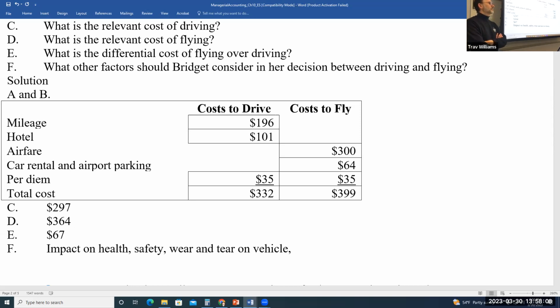What else? Convenience. Okay, which is more convenient? Some people might find flying more convenient. Some people might find driving more convenient. What about in terms of productivity? Like if you're in the plane, you could work on your laptop. If you're in your car, you could have phone calls while you're driving, potentially. That might be a factor.